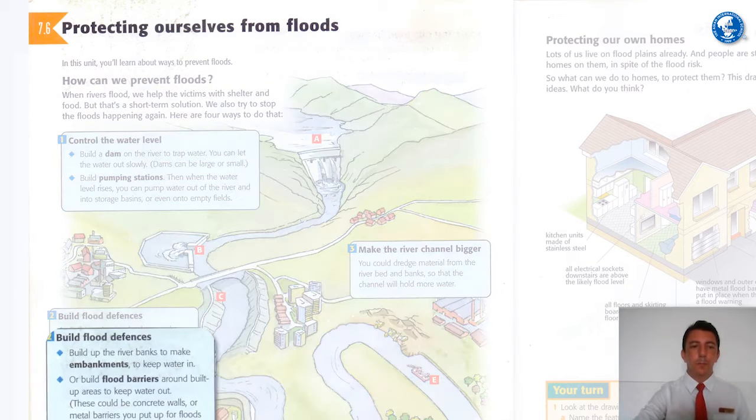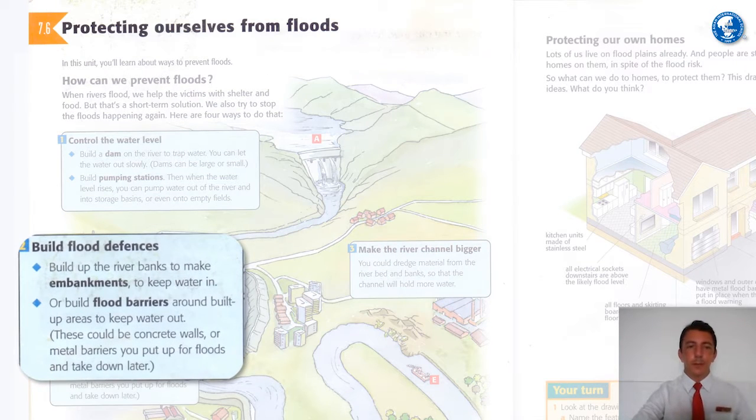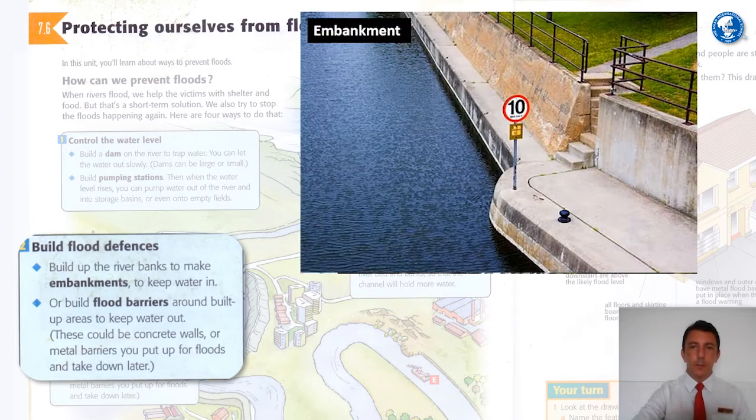Number 2, build flood defenses. So we could build up the river banks to make embankments to keep the water in. So an embankment is a raised riverbank so that if the water level rises, it won't flow over the side. The river can hold more.